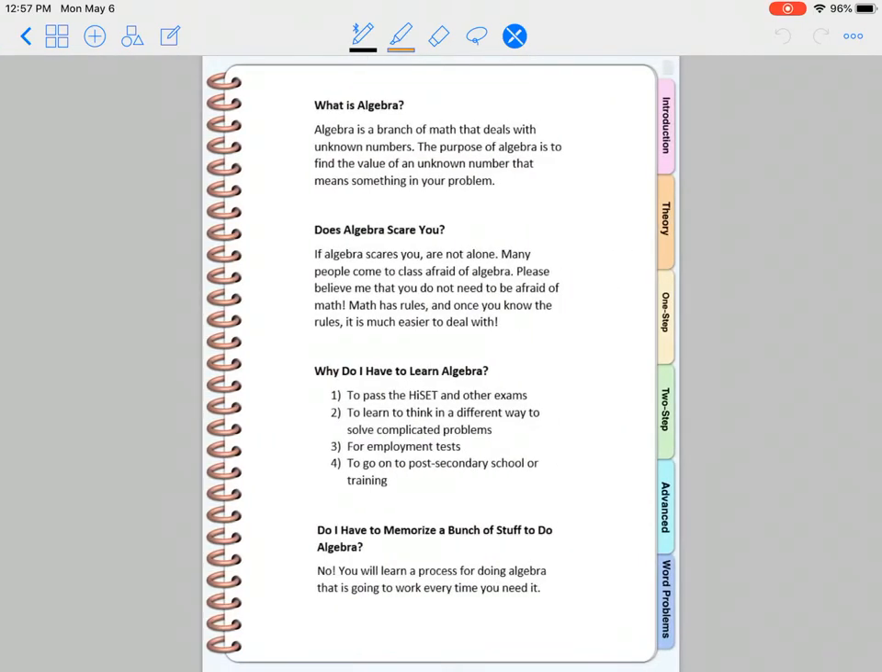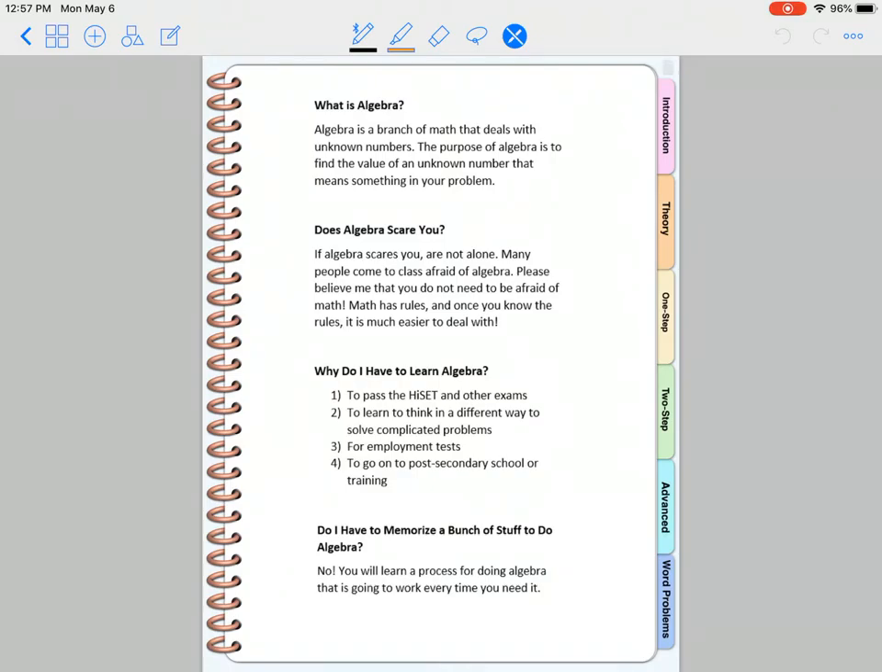Okay, I want to start off with the question, what is algebra? Because I find that students have a lot of misconceptions about what algebra really is. It is a branch of math that deals with unknown numbers. The purpose of algebra is to find the value of an unknown number that means something in your problem. So as we begin to work through these equations and ultimately the word problems, you will see that we are always looking for an unknown value. And that's really what algebra is in a nutshell.